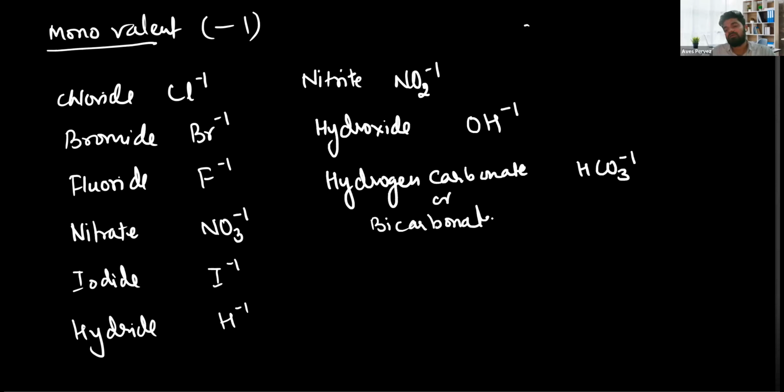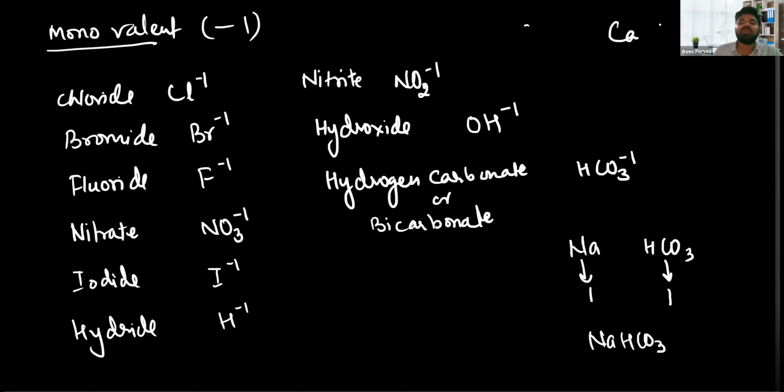If it is asked to write the formula of sodium hydrogen carbonate, sodium has valency 1 and hydrogen carbonate, HCO3, also has valency 1. Both are the same, so we write NaHCO3. If asked for the formula of calcium bicarbonate, calcium has valency 2 and bicarbonate HCO3 has valency 1. You cross multiply these two and write Ca(HCO3) twice, Ca(HCO3)2. Understood? Yes. So please note it down.